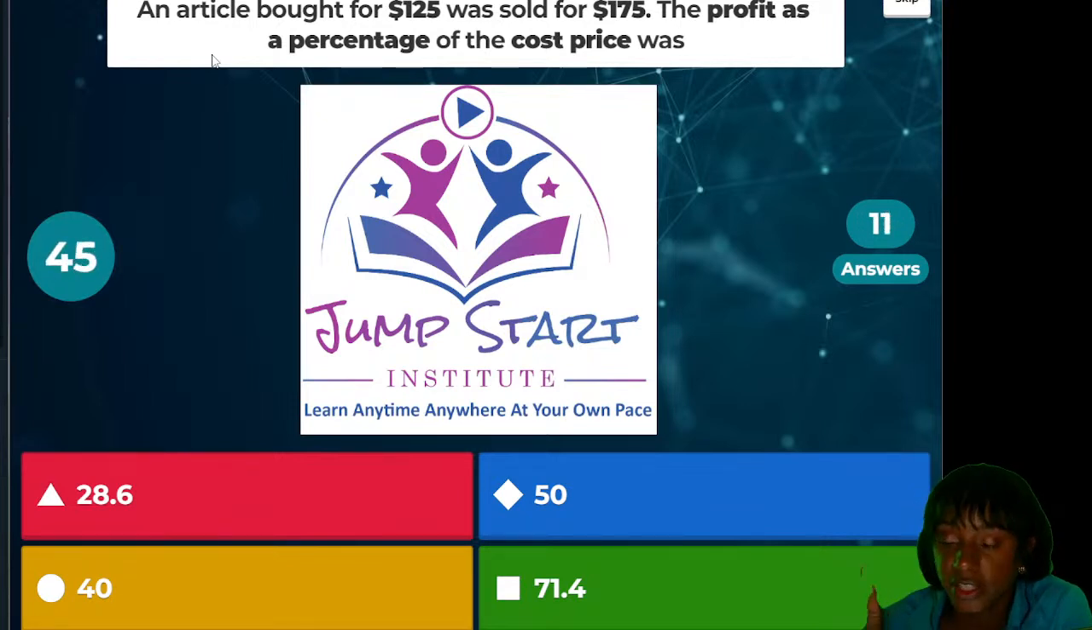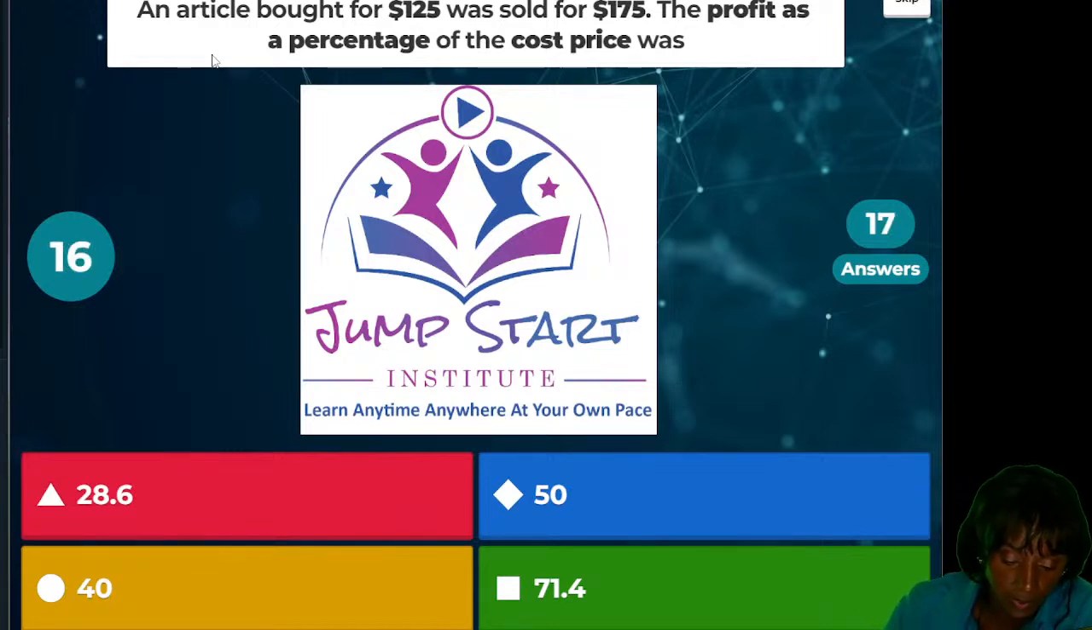So first calculate your profit. Once you get your profit, you place it over the cost price. Again, they're asking you for your answer as a percentage. So you should know that you have to multiply by 100%, percent out of 100.